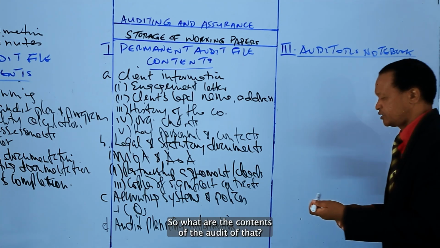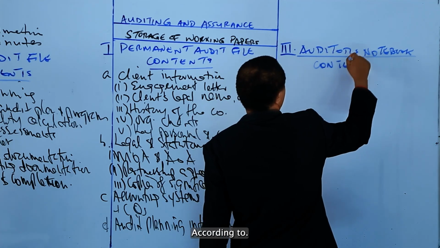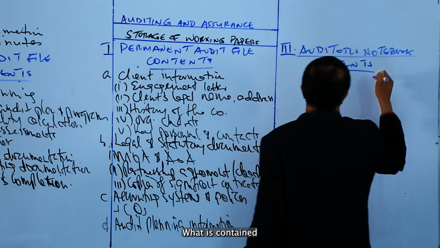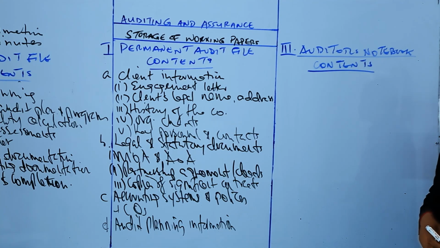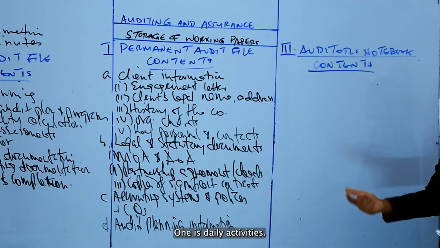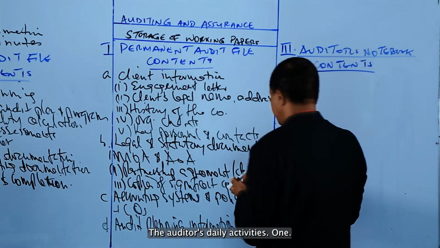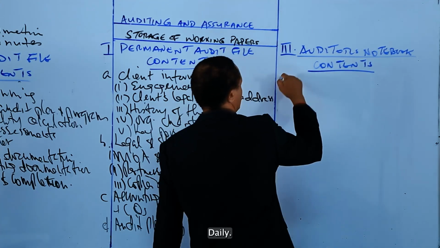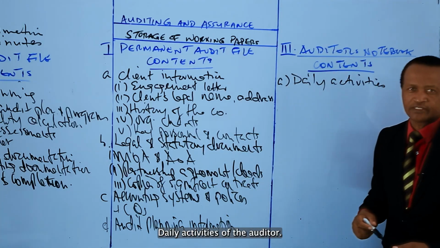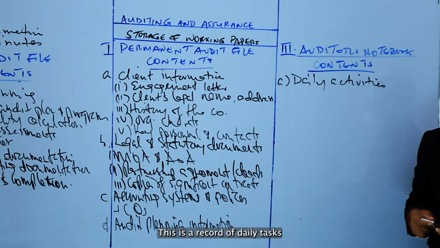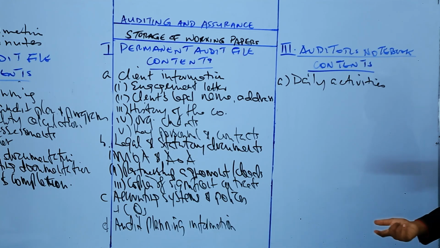So what are the contents of the auditor's diary? What is contained in the auditor's notebook? One is daily activities, the auditor's daily activities. This is a record of daily tasks performed, hours worked, and progress made.